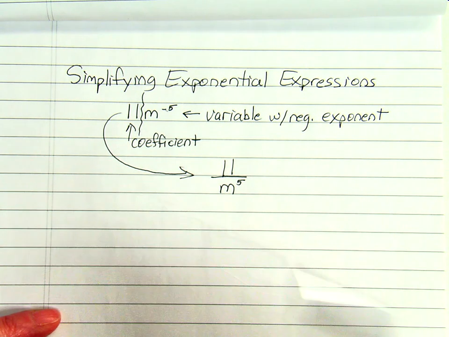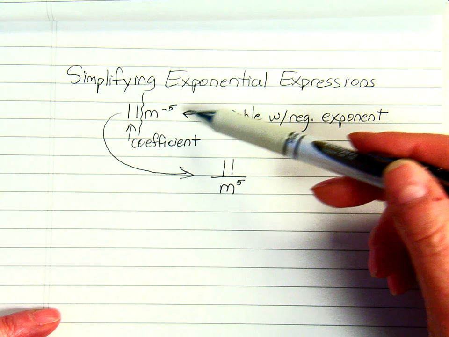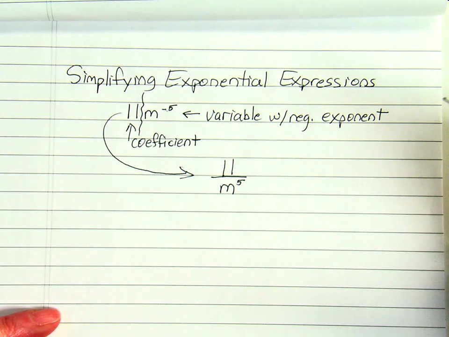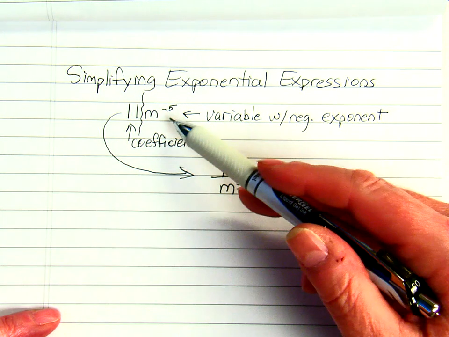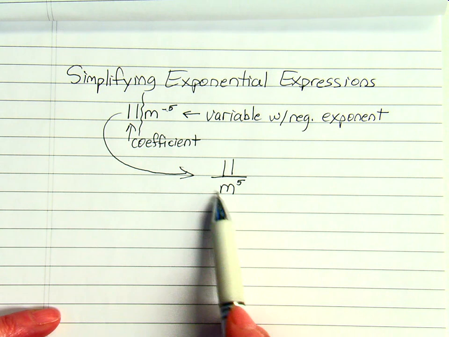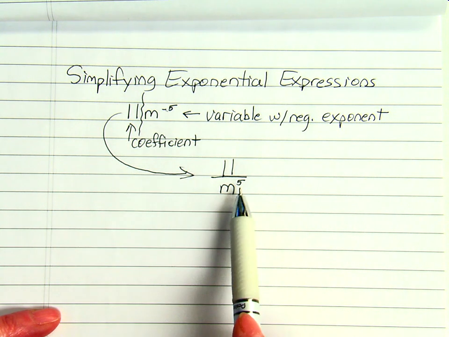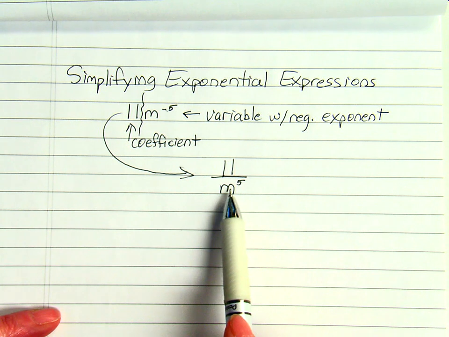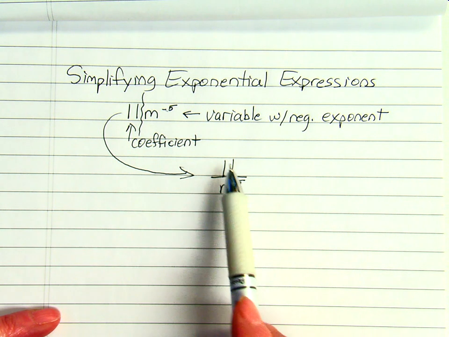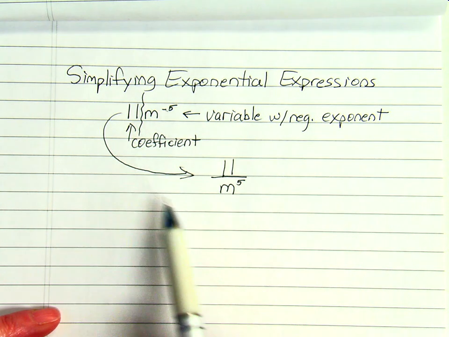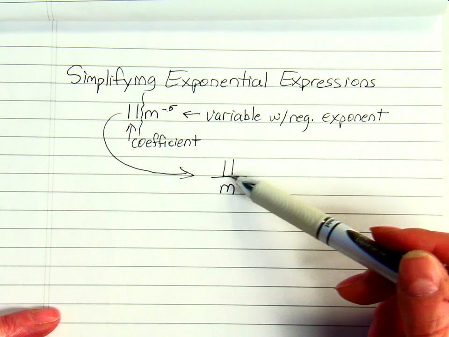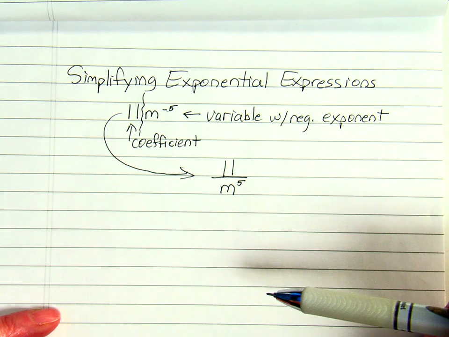Now, this m to the negative 5 is telling us I do not belong as a numerator the way that 11 does. I am a denominator. So I brought that m down into the denominator. The negative sign leaves, and we now have m to the power of 5. So this answer, when we simplify this, we bring it to 11 over m to the 5th power.